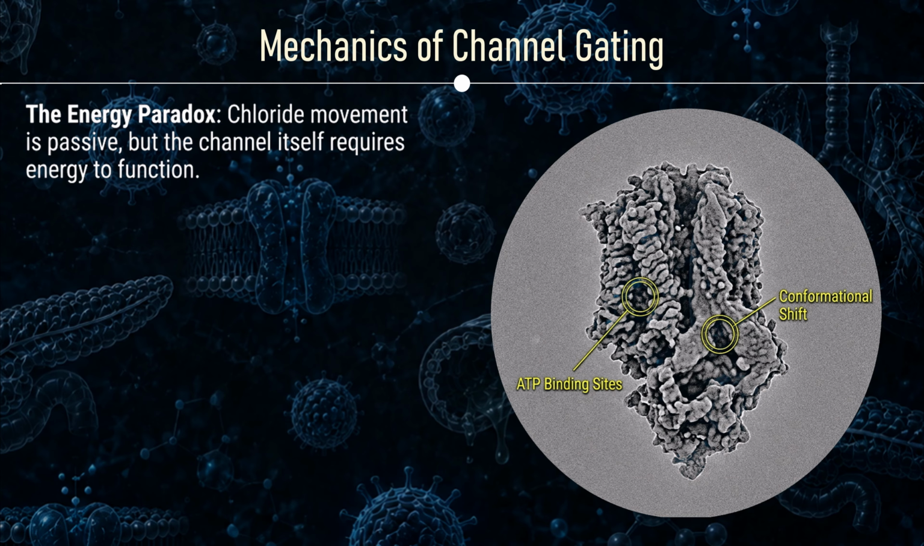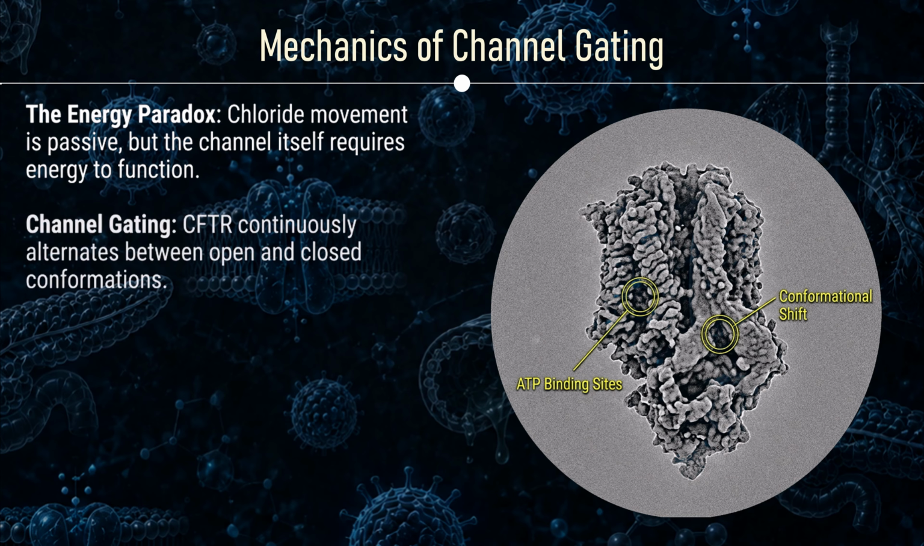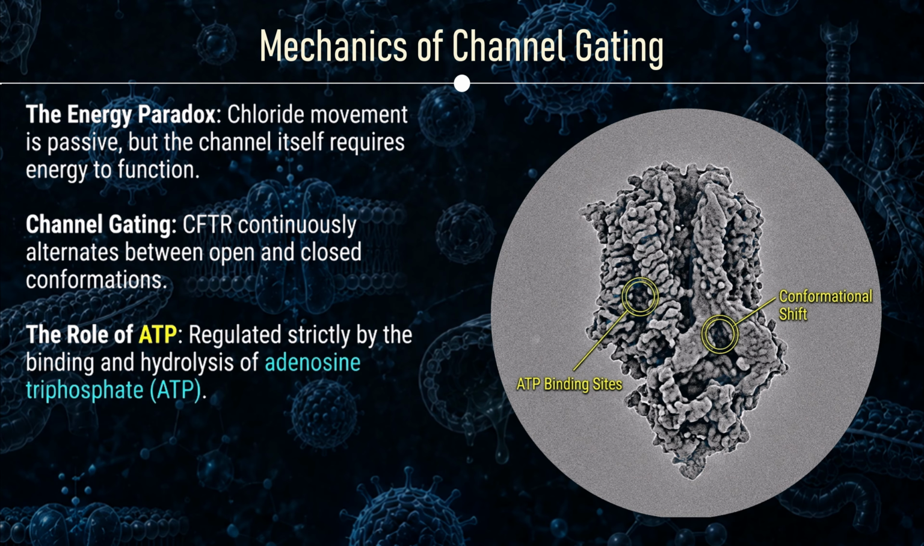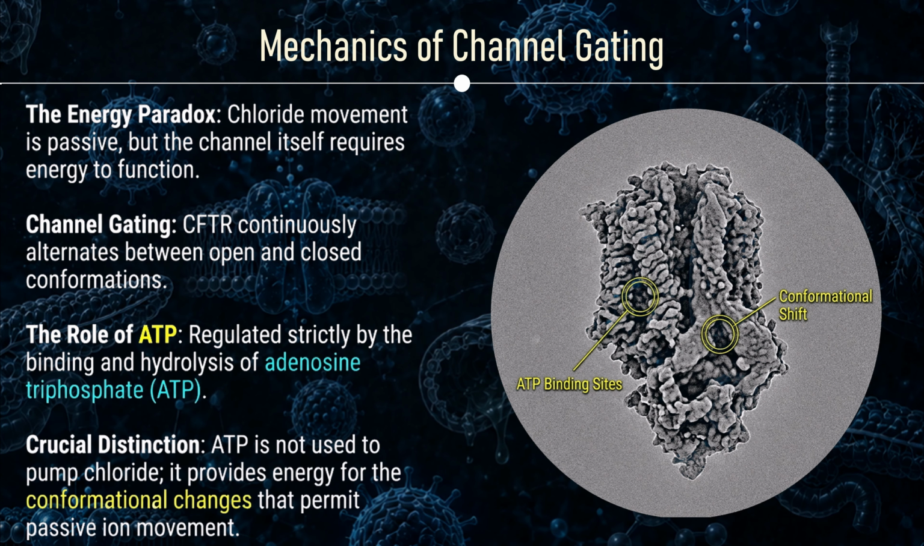An important concept is that although chloride movement through CFTR is passive, the channel itself requires energy to function. CFTR continuously alternates between open and closed conformations through a process known as channel gating. This gating mechanism is regulated by the binding and hydrolysis of adenosine triphosphate, or ATP. ATP is therefore not used to pump chloride across the membrane. Rather, ATP provides the energy required for conformational changes that open and close the channel, allowing passive ion movement according to electrochemical forces.